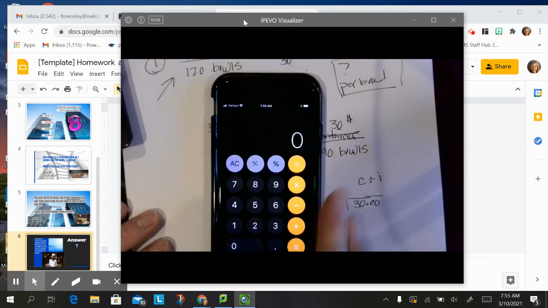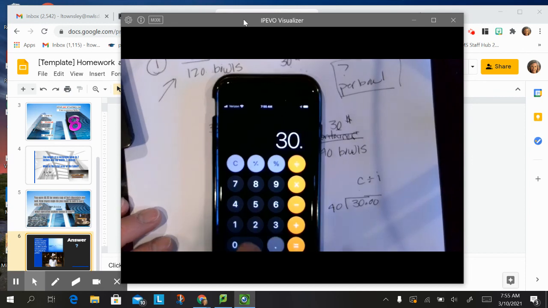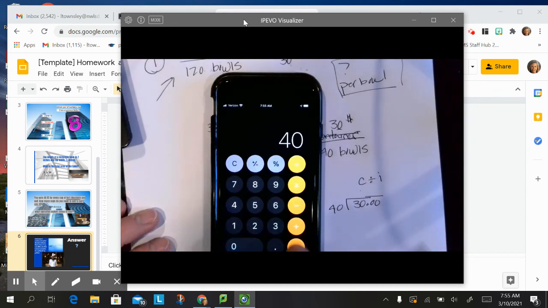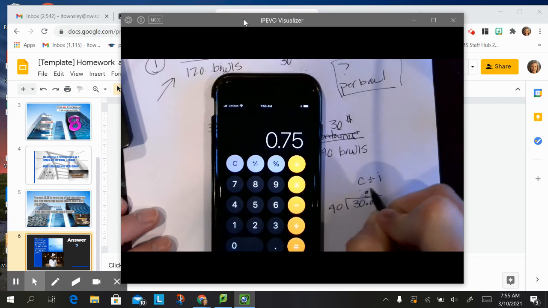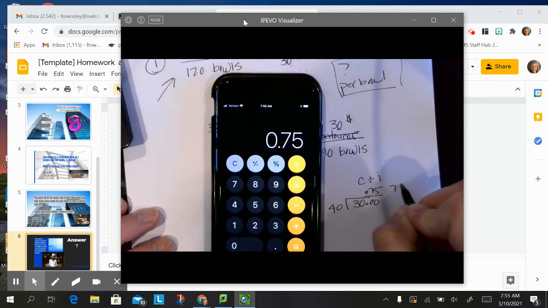So here's my calculator. So do 30.00 divided by 40 equals 0.75. So it's 75 cents a bowl.